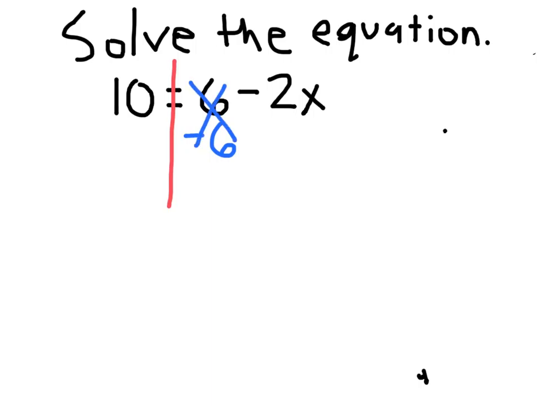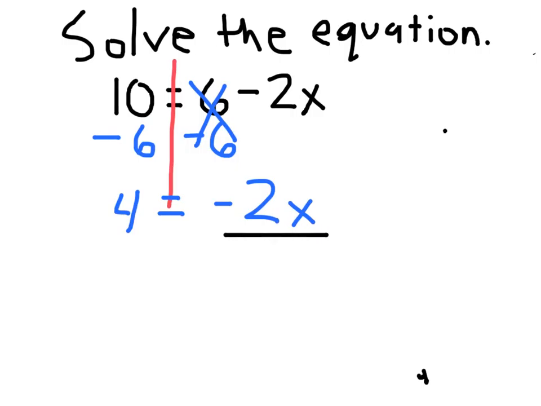That's worth 0, so I'm going to cross it out. I'm going to subtract 6 from the left side. 10 minus 6 is 4. So I'm now left with 4 equals negative 2x. X isn't alone yet, so on the second step here I'm going to divide by negative 2.